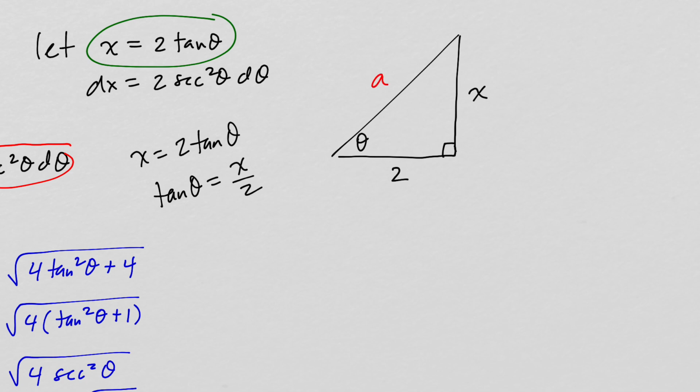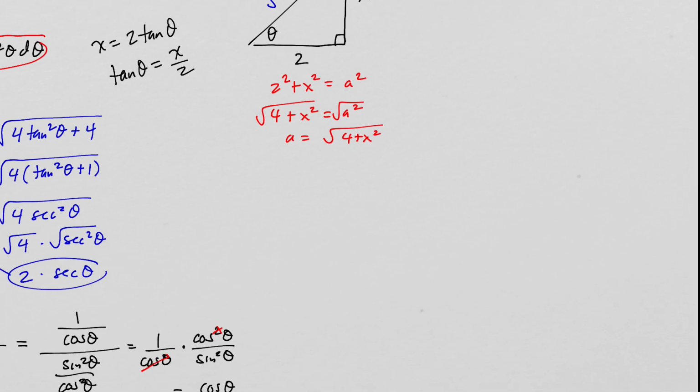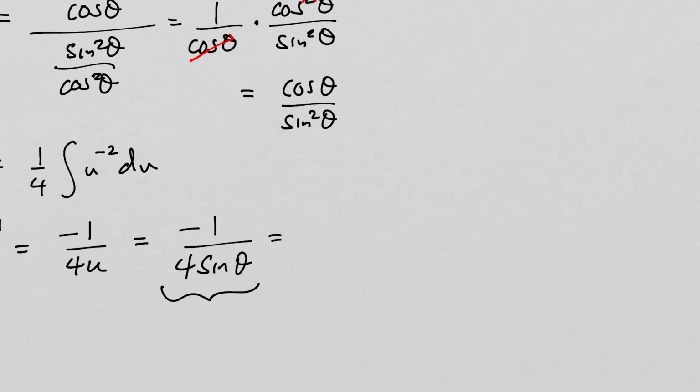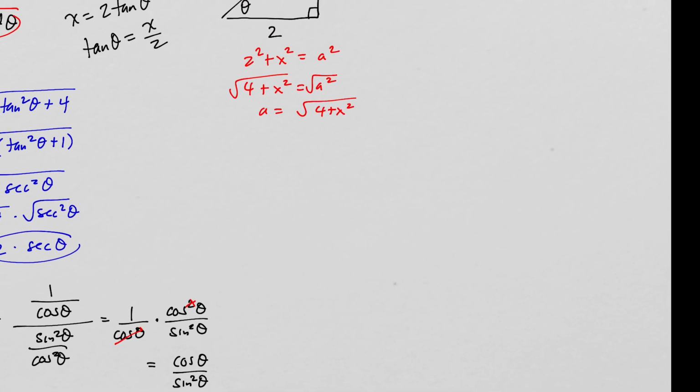I'll call this missing side a, and we know that 2 squared plus x squared must be equal to a squared. So 4 plus x squared is a squared, and if we take the square root of both sides, a will be the square root of 4 plus x squared. And so we can put that in here. And now what we were asking down here, right, our answer is negative 1 over 4 times the sine of theta. So we just need to know what is the sine of theta. So let's go back up to that triangle.